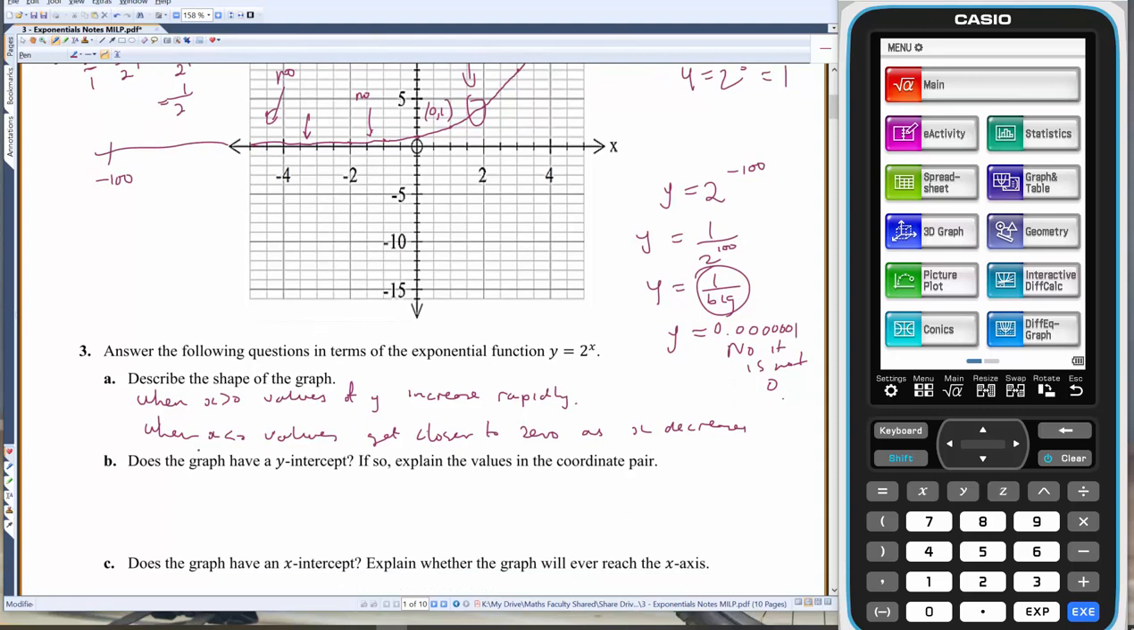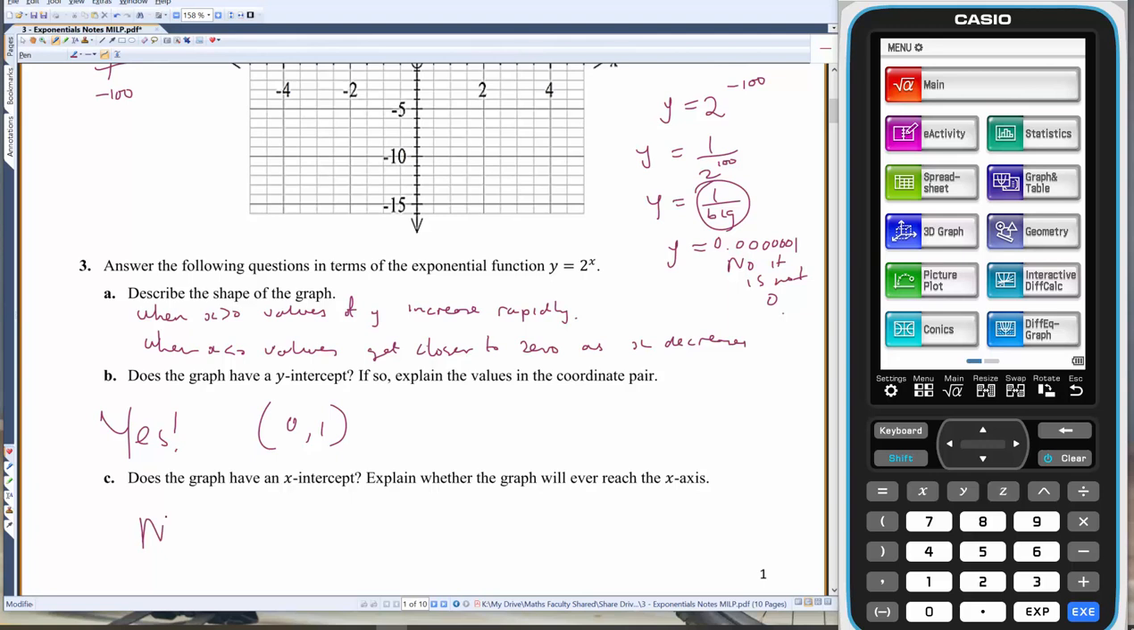Does the graph have a y-intercept? Well, yeah. And its coordinates, as we established earlier, are (0, 1). Does it have an x-intercept? No, it does not. And the reason for that is that 2 to the power of x is greater than 0 for all x. So any x value you give me, it's going to be above 0. So 2 to the power of any value will always be larger than 0, no matter what. Therefore it will never reach the x-axis.